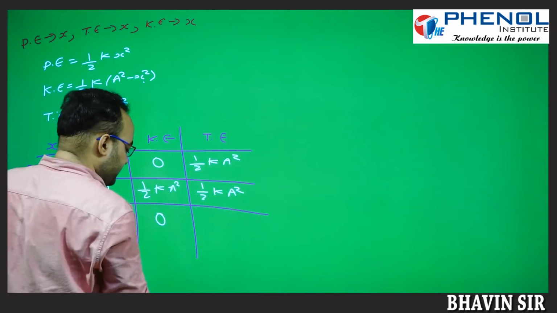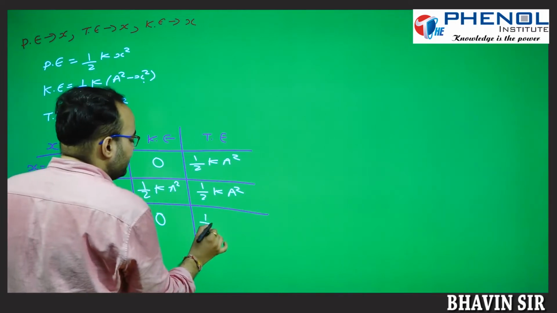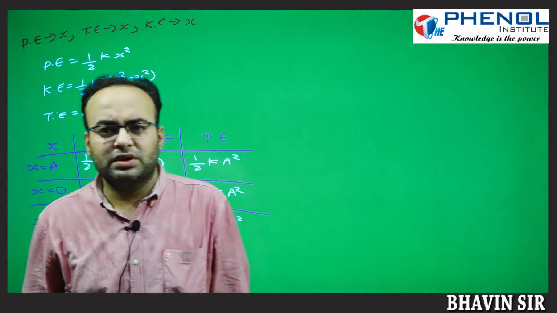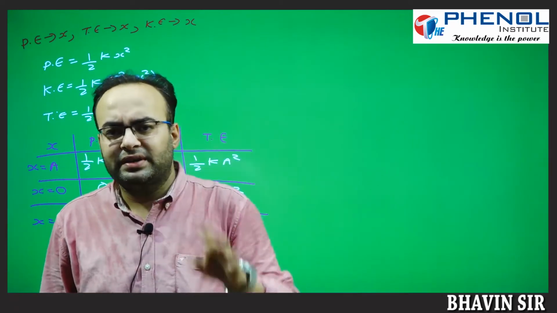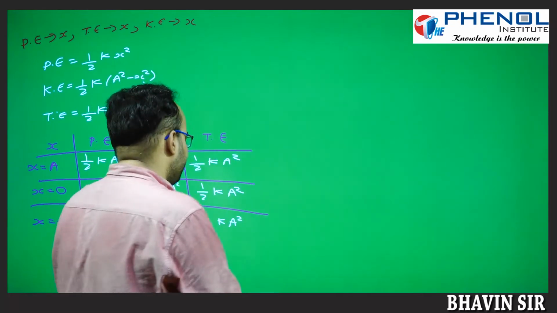So again, what is the total energy? Potential plus kinetic. So see students, total energy remains constant. What is the total energy? Half k a square, that remains constant with the distance. So now draw the graph.